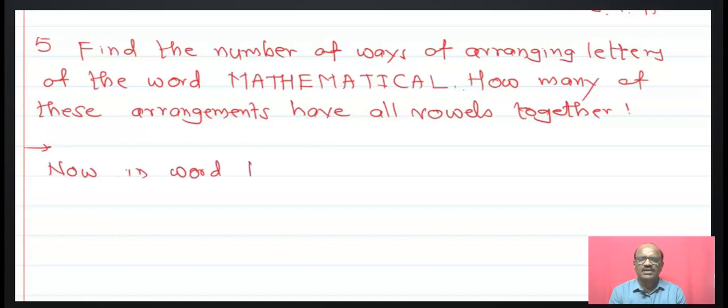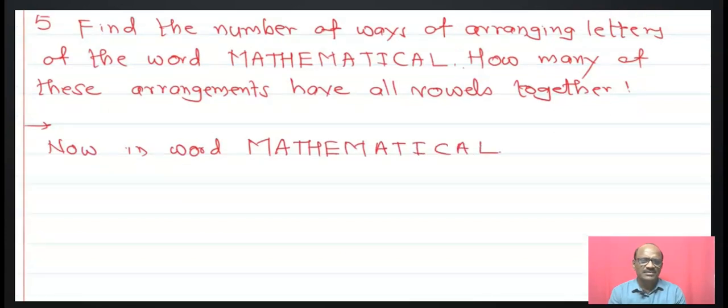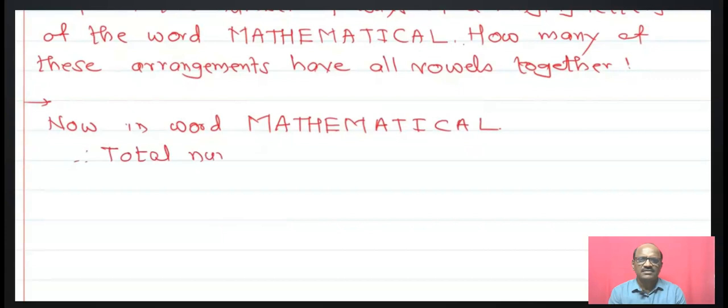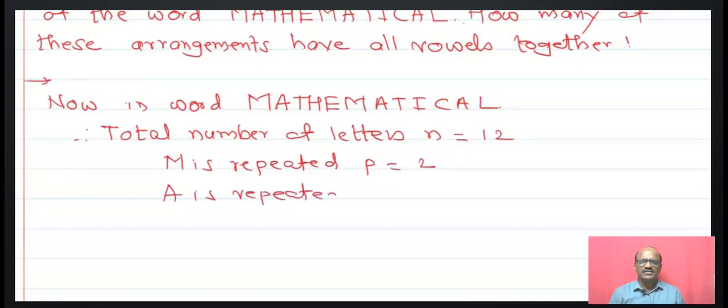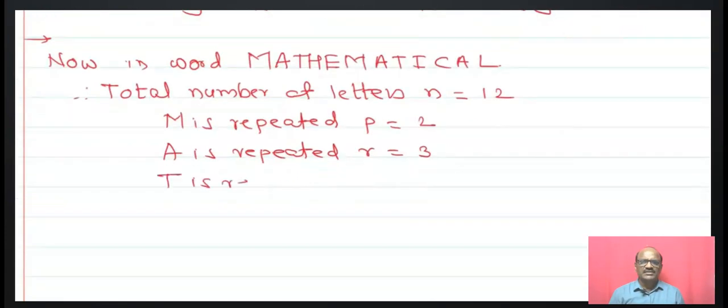Now, in the word mathematical, not mathematics, it is mathematical. Therefore, the total number of letters n is equal to 12. M is repeated, that is p is equal to 2. Now A is repeated 3 times, r is equal to 3. Next T is repeated, that is s is equal to 2.